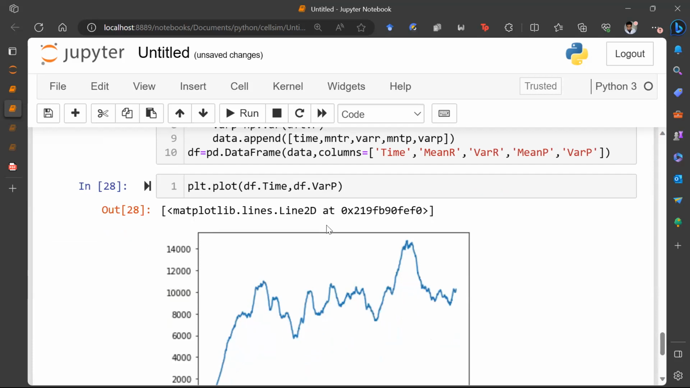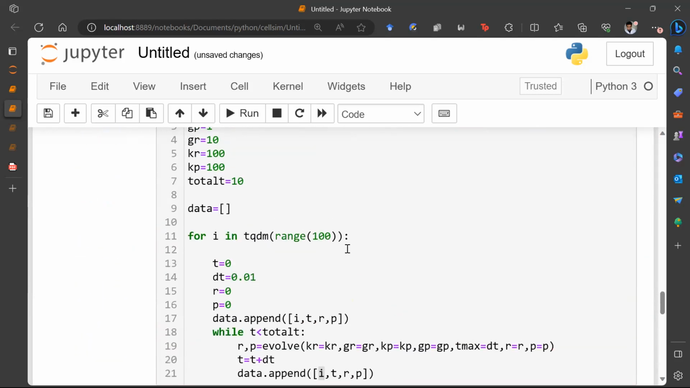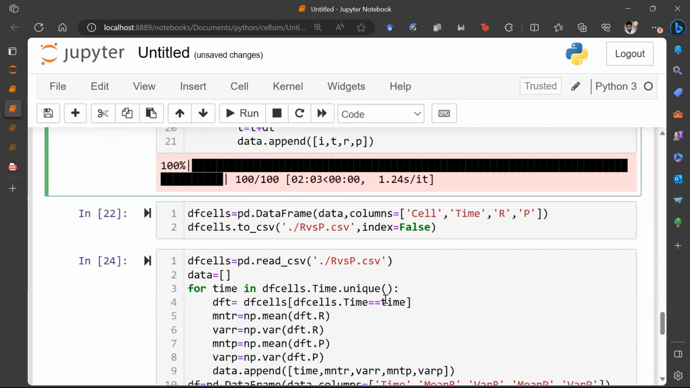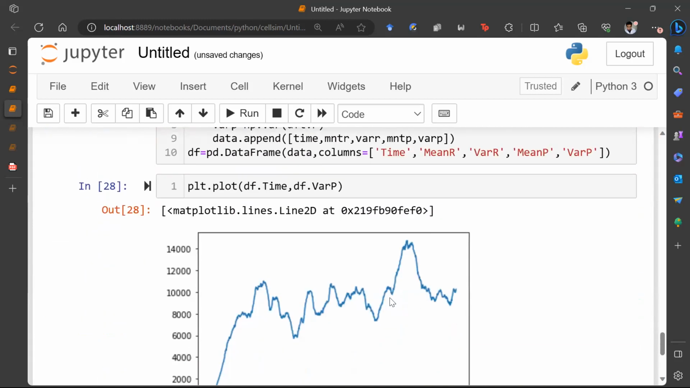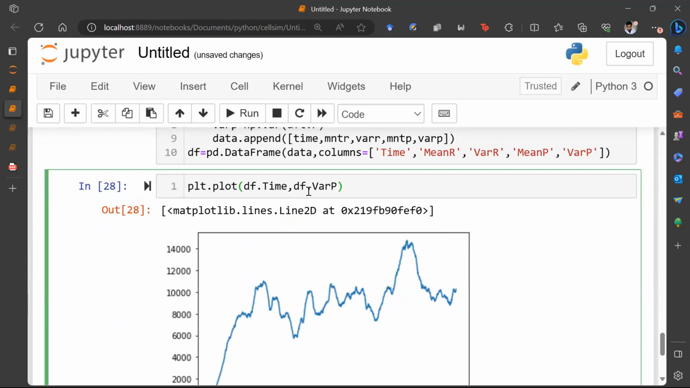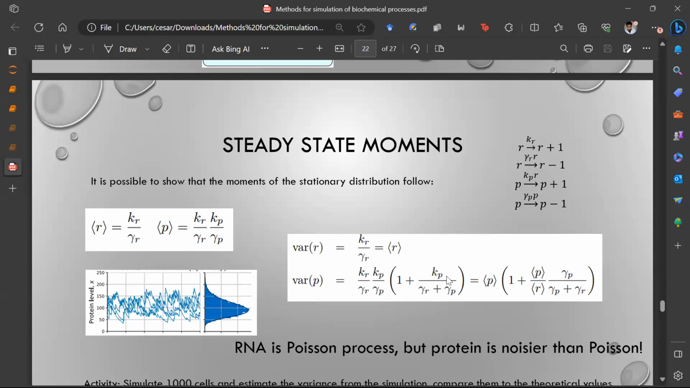We have to compare it with the formula, no? So here you see these random fluctuations. This is because the number of cells is only 100. So we need approximately 1,000 or 10,000, but it's gonna take 10 minutes, so I won't risk it. So we can compare with the formula, no? The formula is this thing.